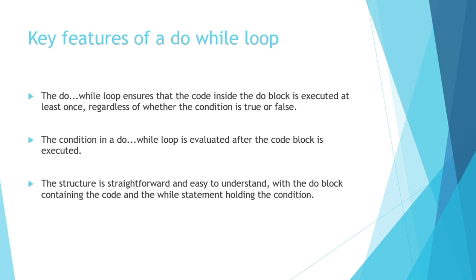The loop is structured with a do block for the code to run, followed by a while statement that checks the condition to determine if the loop should repeat. If the condition evaluates to true, the loop iterates; if false, the loop terminates. This makes the do-while loop especially useful in scenarios where an initial execution of the code is necessary.